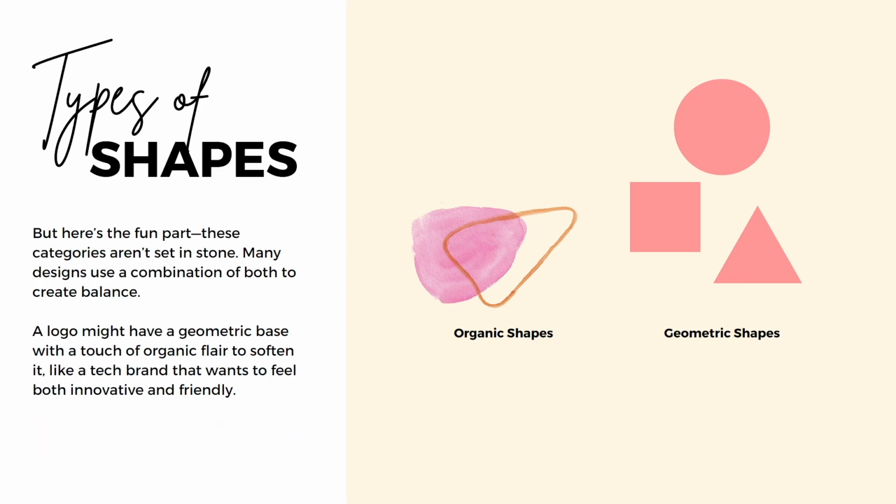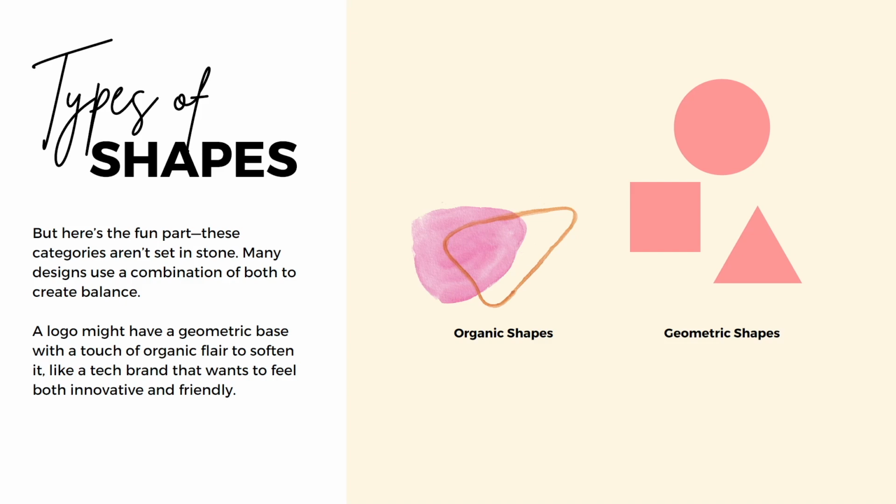And it's not set in stone. This is the fun part. You might even do a combo platter. Maybe you're going to use the circle, but then you're going to use that organic outline shape. This is going to give us a really nice visual tension. This combination is going to give us some balance.